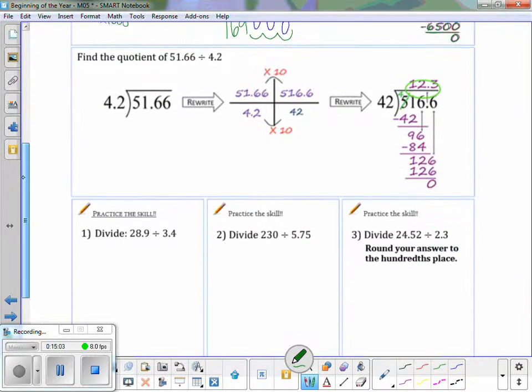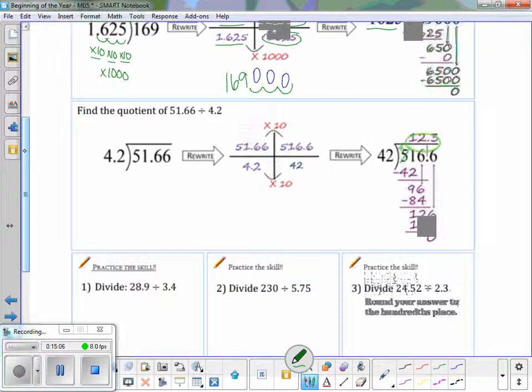So once again, we have 51 and 66 hundredths divided by 4 and 2 tenths. Now right here we have our divisor, and it's not a whole number. We want to turn that into 42. So I'm going to multiply 4.2 times 10, which means I need to do the same thing to my dividend. So I end up with 516.6 divided by 42. I can still have a decimal point in my dividend. That's okay.